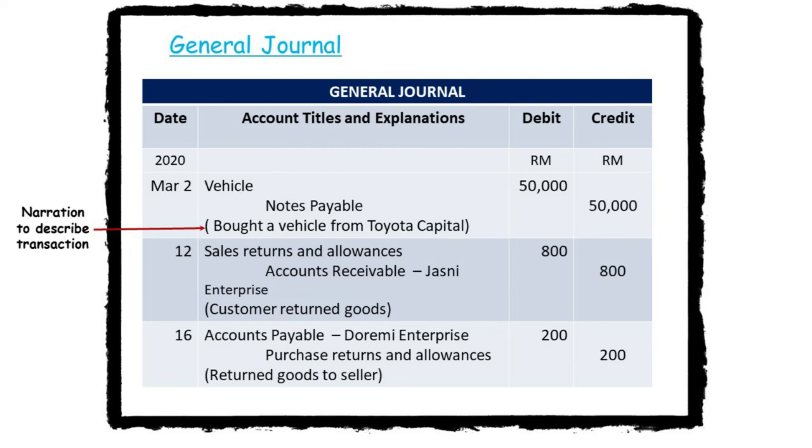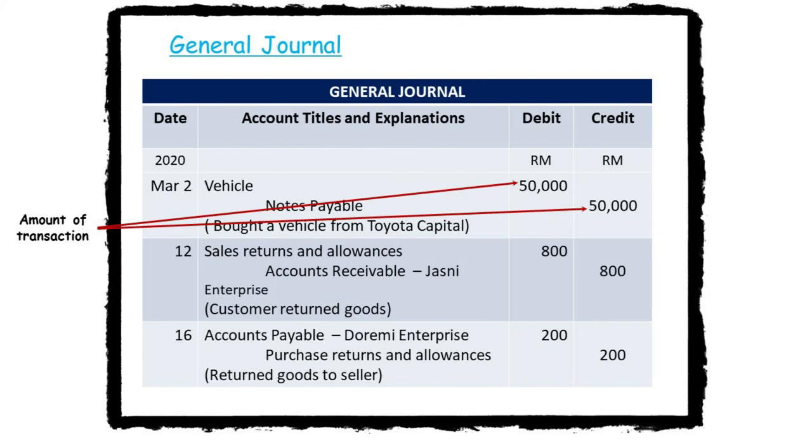After that, narration or explanation will be written in brackets to describe the transaction. The corresponding amount for each of those transactions will be recorded in the last 2 columns, which are the debit and credit columns.